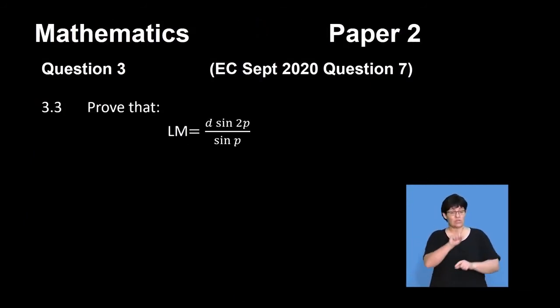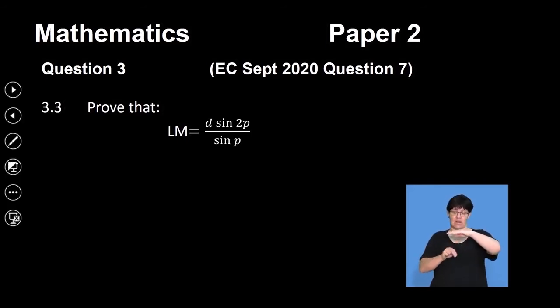Okay, so the next question asks us to prove that LM is equal to D times sine of 2P over sine of P.